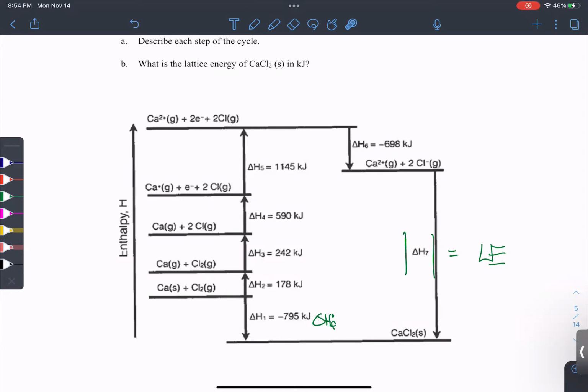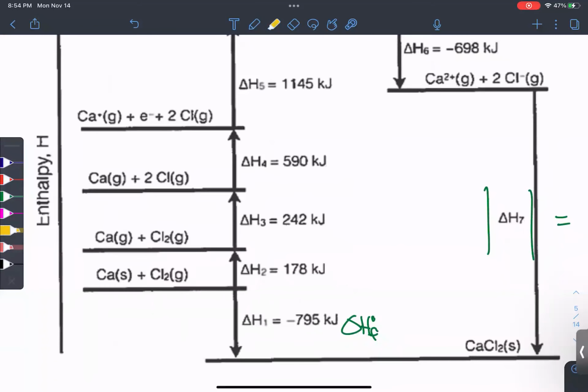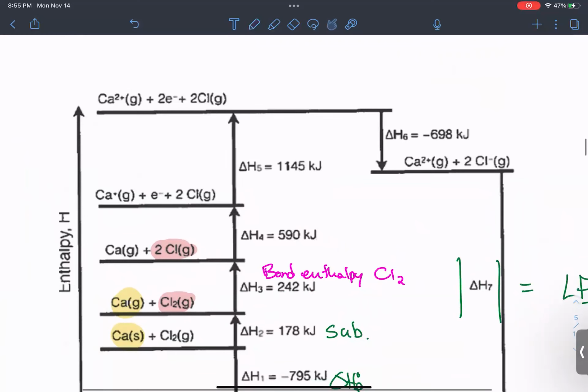So delta H1 is the formation step. If we look really closely at what's changing, in this second step we're turning calcium solid to calcium gas. What is that? That's called sublimation. Let's see what's happening in the next step. Calcium staying the same. What we note here, we're taking a chlorine molecule, turning it into 2 chlorine atoms. What are we doing? We're breaking a chlorine bond. So that is the bond enthalpy or bond dissociation enthalpy of diatomic chlorine. Okay, what's the next step? What are we doing in the fourth step?